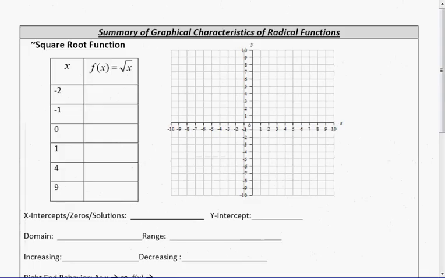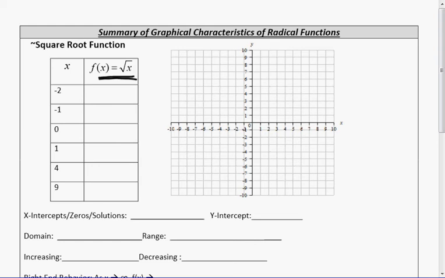So now what I want us to do is, just like in every other unit, we want to make sure that we have a good understanding of these graphs and that when we see them, we can explain things about their domain, their range, intervals of increasing, decreasing, etc. So let's talk about our square root function. Notice that there's no plus or minus here. This is just the positive square root.